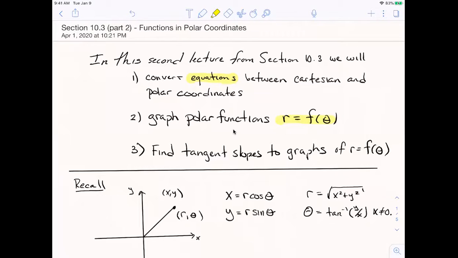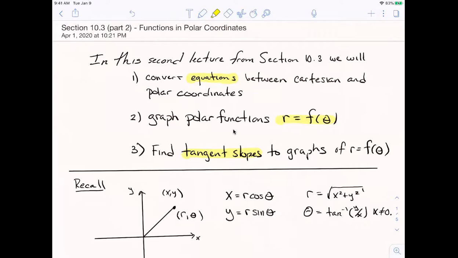And then towards the end of the lecture, we'll turn our attention towards a calculus question. Once we understand these polar functions, we'll start asking ourselves about their rates of change, well, at least tangent slopes in the xy plane, okay?